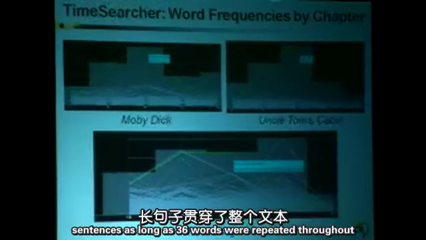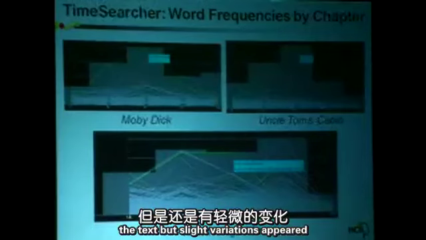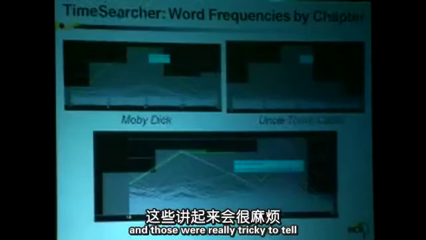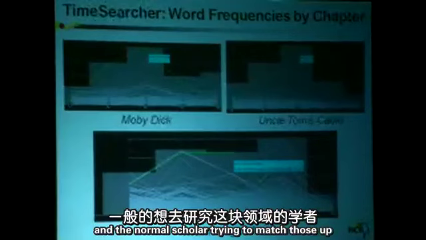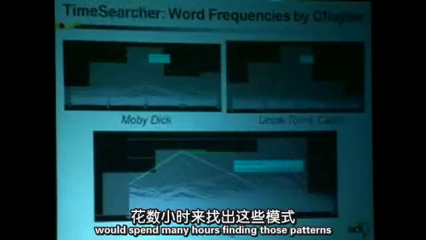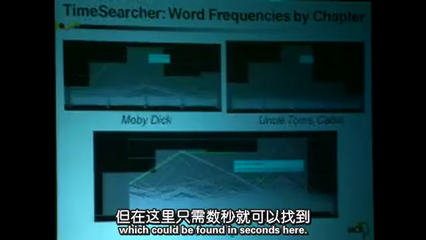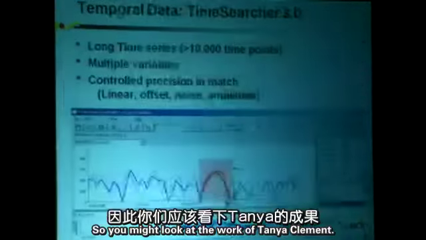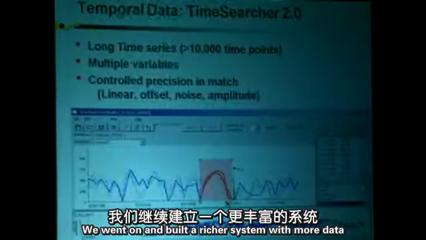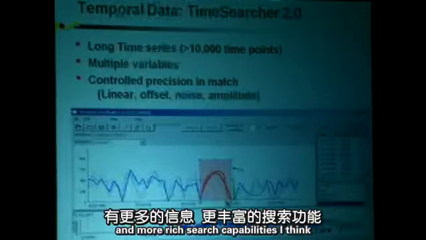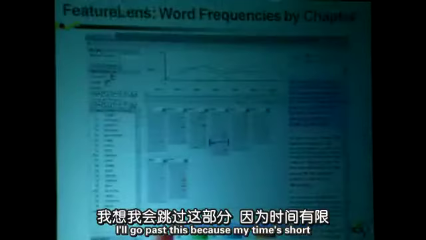Sometimes sentences as long as 36 words were repeated throughout the text, but slight variations appeared, and those were really tricky to tell. And the normal scholar trying to match those up would spend many hours finding those patterns, which could be found in seconds in here. So you might look at the work of Tanya Clement. We went on and built a richer system with more data and more rich search capabilities. I think I'll go past this because my time's short.